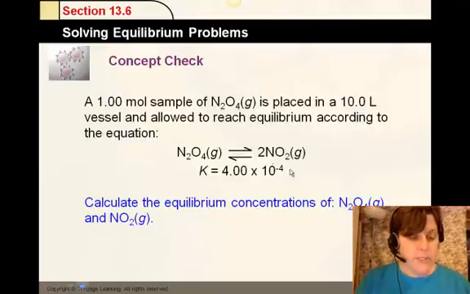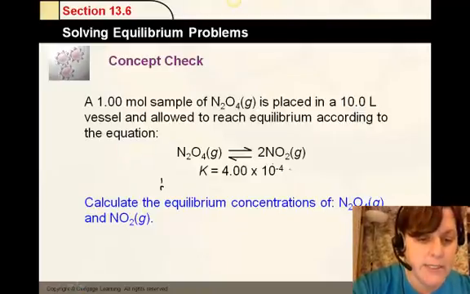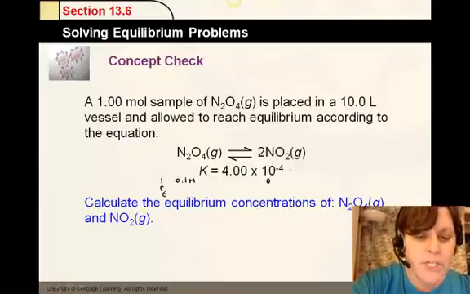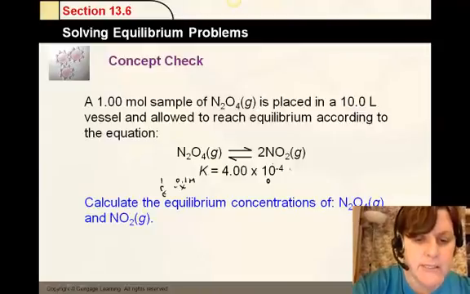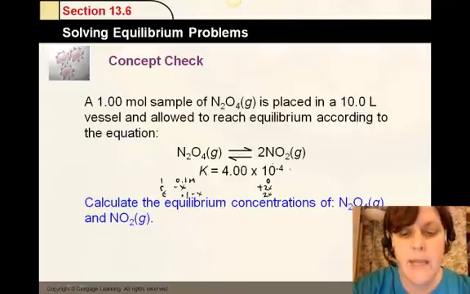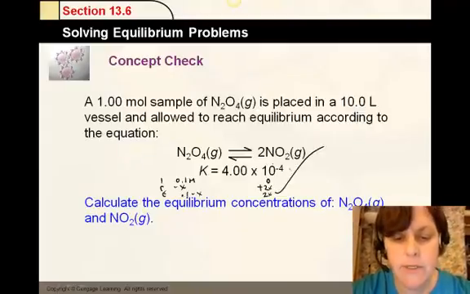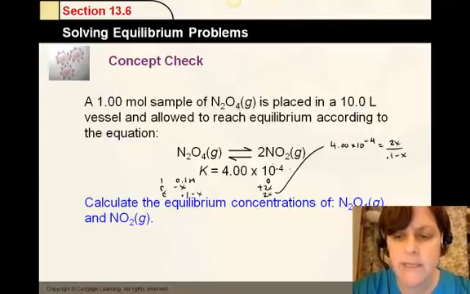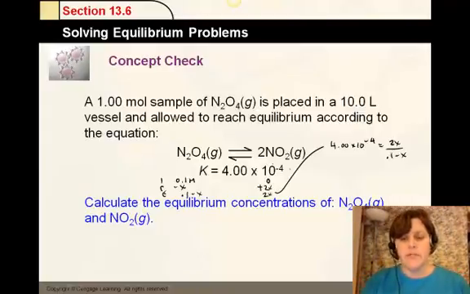Again, what you're going to do is realize, again, ICE, I'll try to slip it in here. This is 0.1 for the reason I said earlier. We know the change is x, and this is plus 2x. So this is 2x, and this is 0.1 minus x. And that equals the number 4 times 10 to the negative 4. That equals 2x over 0.1 minus x. And you can solve this question if you care to.